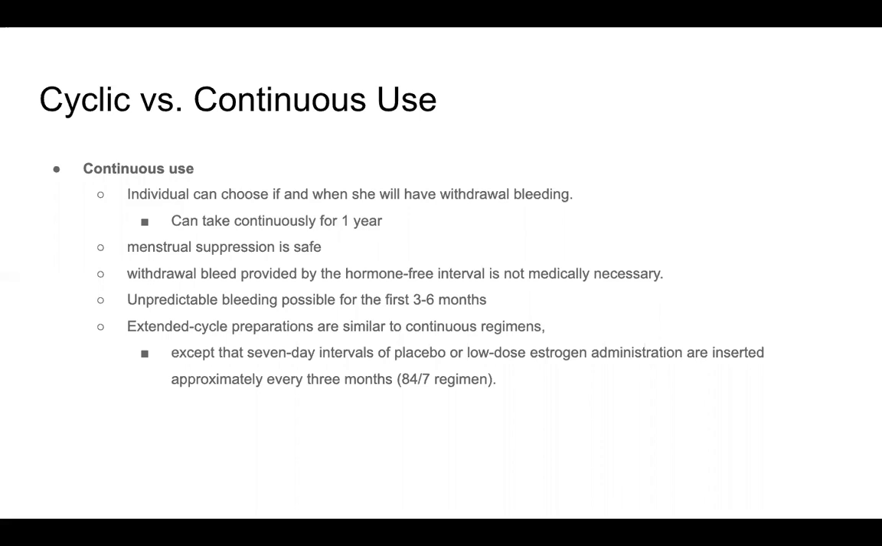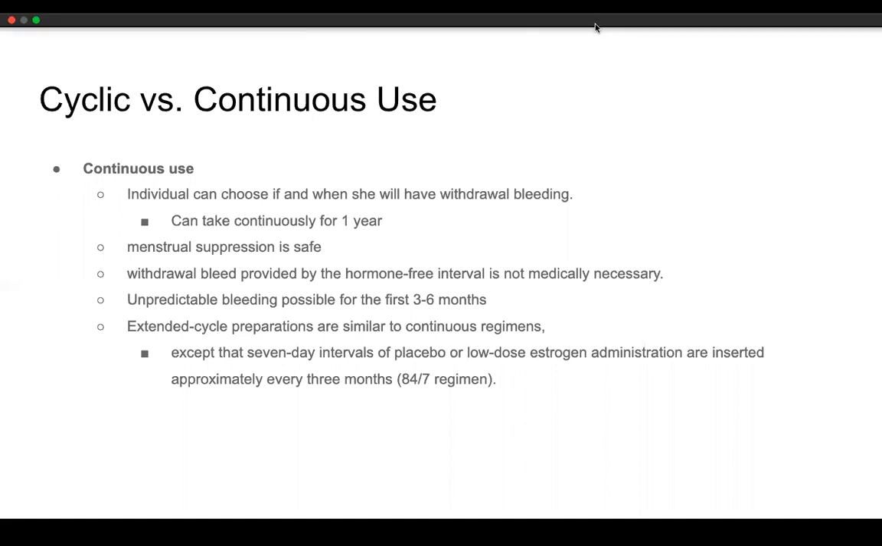But one of the things that they have found is that you can have unpredictable bleeding possible for the first 3 to 6 months. You can also do an extended cycle preparation that is similar to the continuous regimen. Essentially what you do is you have an 84-to-7 ratio. And so you'll take estrogen progesterone pills for 3 months, and then you will have withdrawal bleeding for 7 days. And so they're constantly working on different ways to improve this for patient satisfaction and to decrease any symptoms of your menstrual cycle.